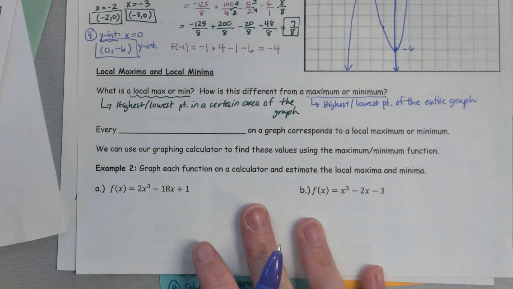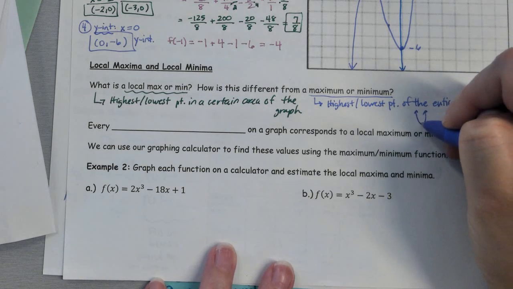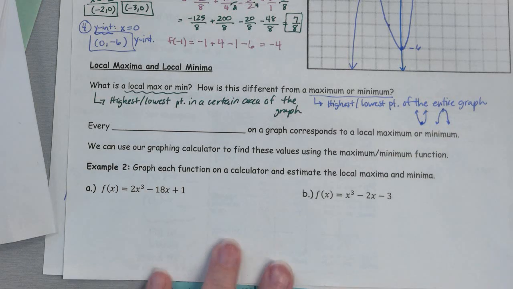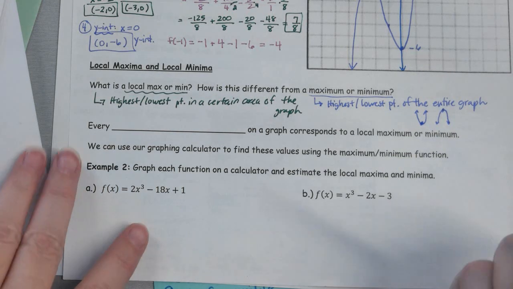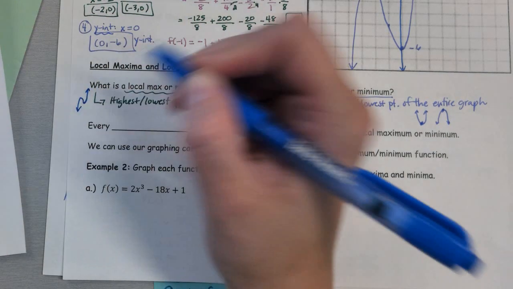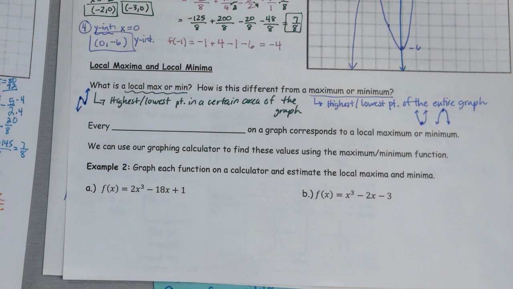Do you guys remember what the graphs looked like when we had those? The quadratic. That's when you had the parabola, right? This was the lowest point of the entire graph, or this was the highest point in the entire graph. That's different than when you have the curves here. This is the highest in this area, this is the lowest in this area.